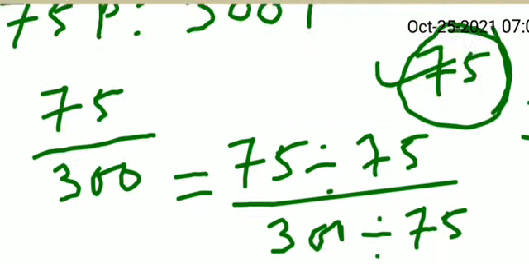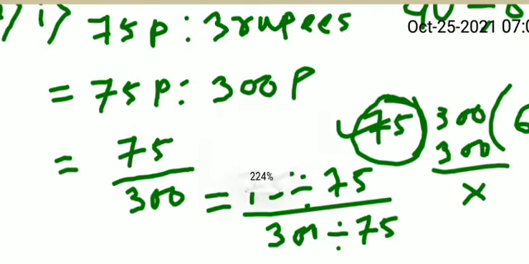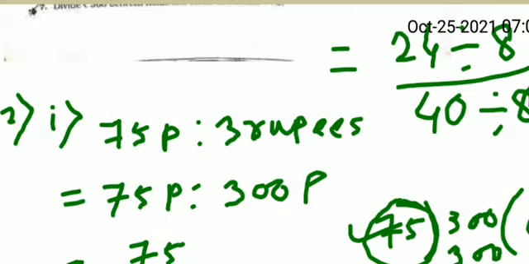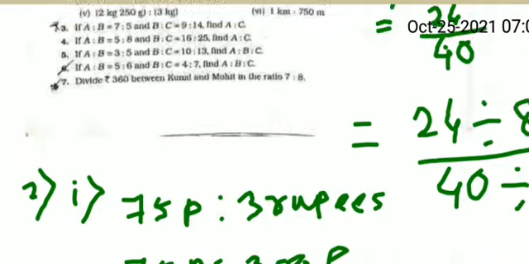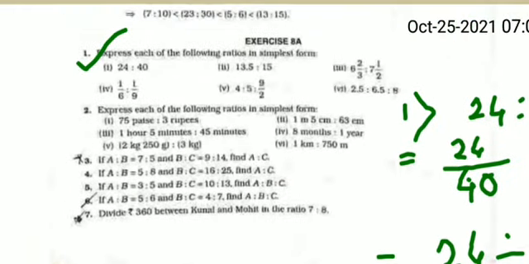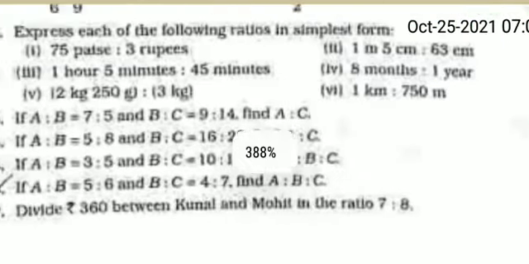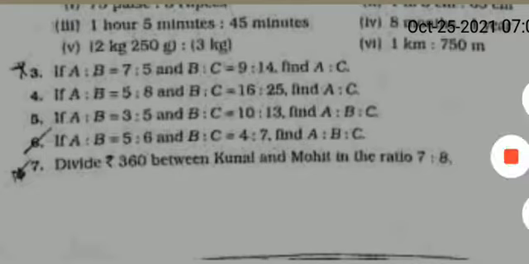In this procedure we have to solve question number 2. Hope that you have understood. In this way you have to solve the other questions yourself. Now question number 3 tells us that if A is to B equals 7 is to 5 and B is to C equals 9 is to 14, then find A is to C.